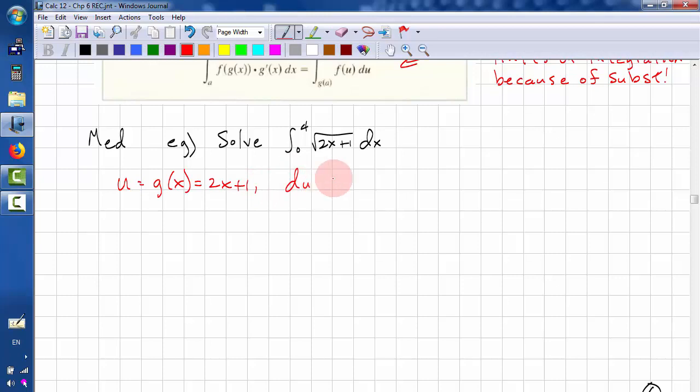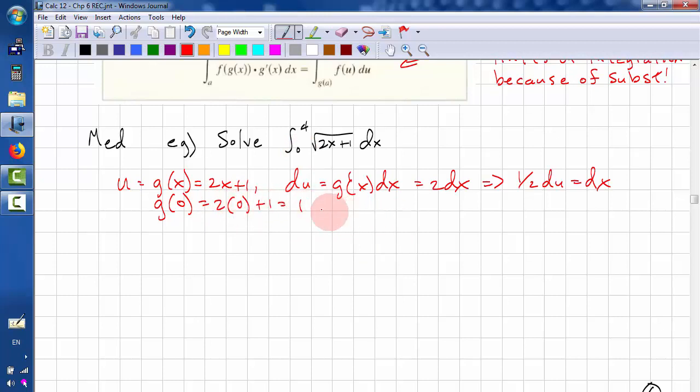Then du equals g prime of x dx, which equals 2 dx. And from there, we go from 1/2 du equals dx. So g of 0, we need to change the limits of integration, equals 2 times 0 plus 1, that's 1. And g of 4 equals 2 times 4 plus 1, that's 9.